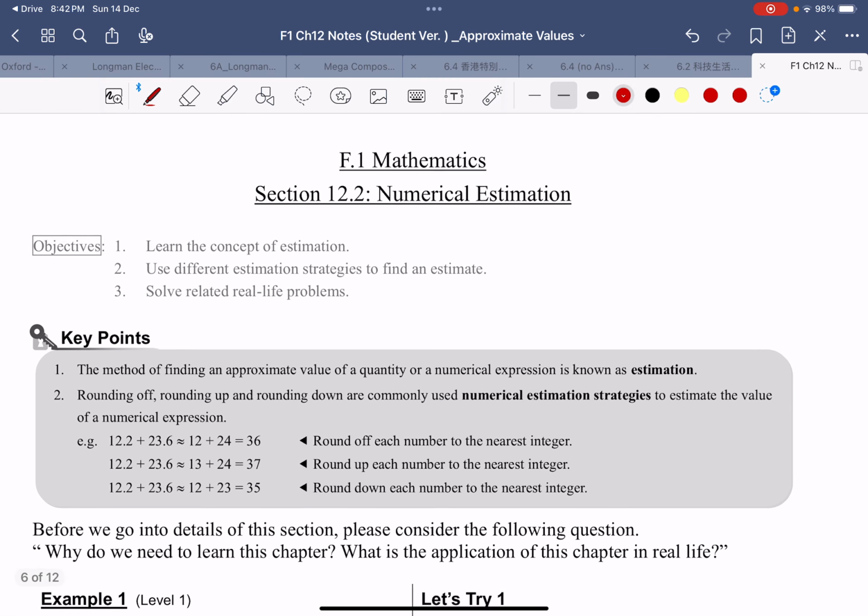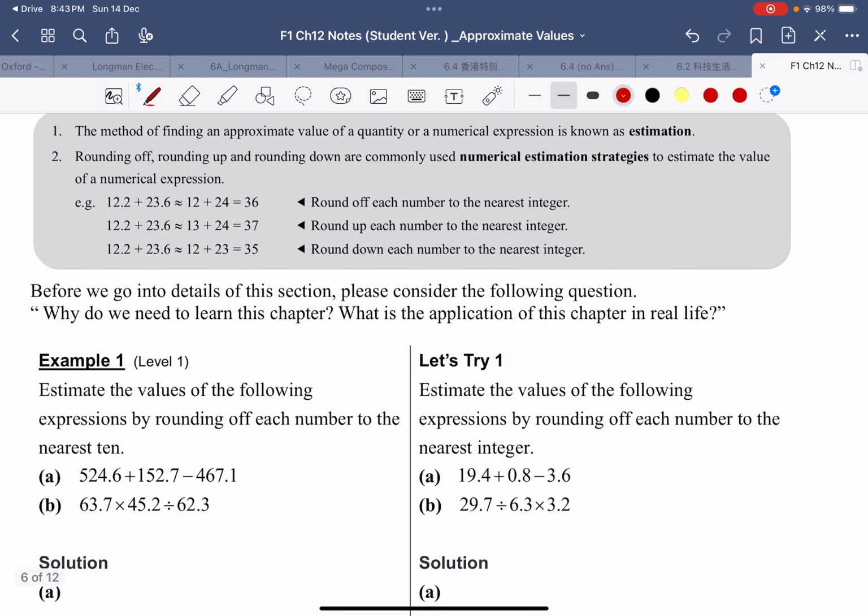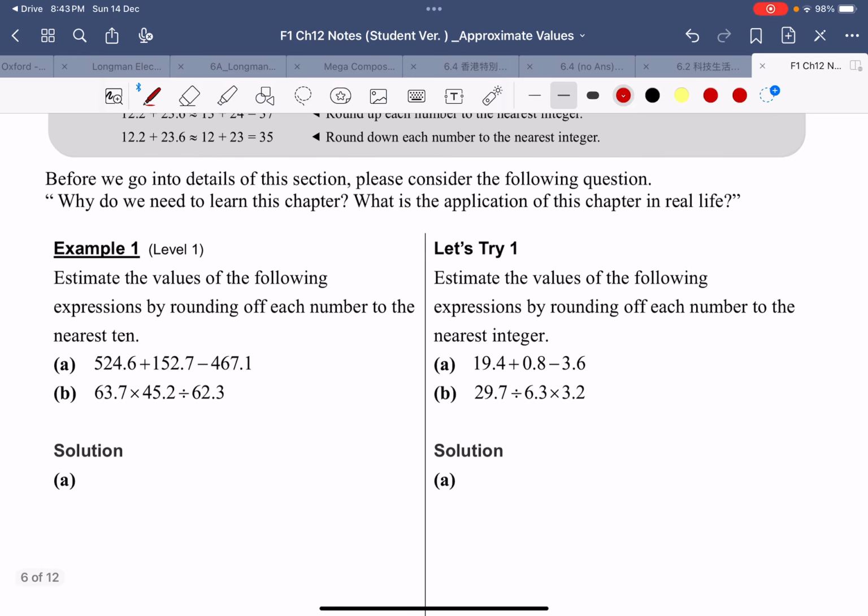Alright, next part, we will do the numerical estimation. And the key idea is the following. Estimation is using rounded numbers to get a quick, approximate answer. We often use it in shopping, budgeting and measuring. We won't count the digits after the decimal point.